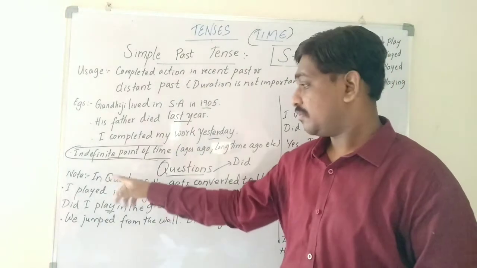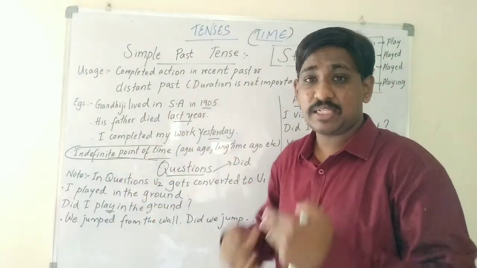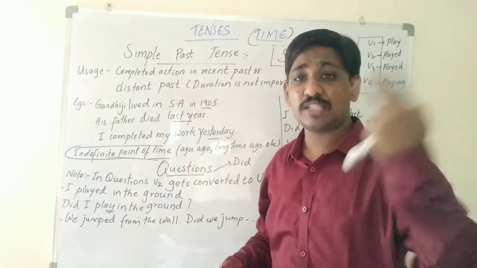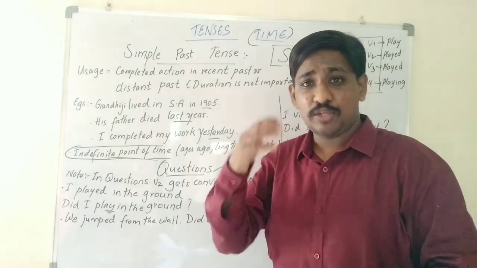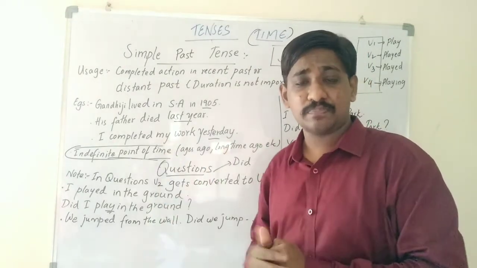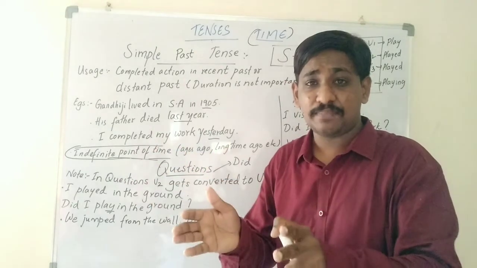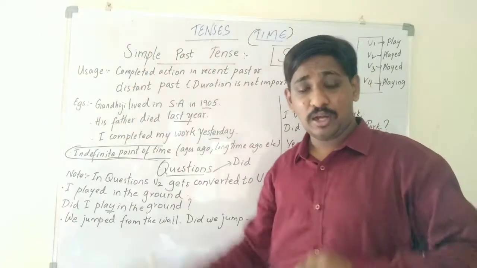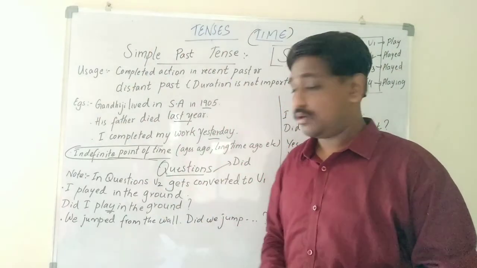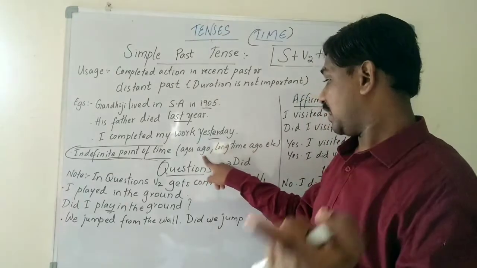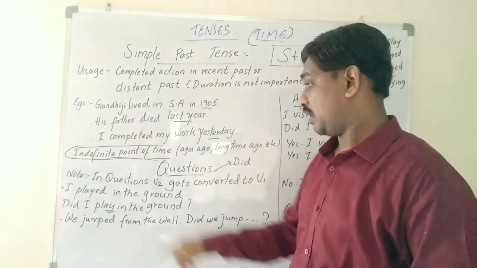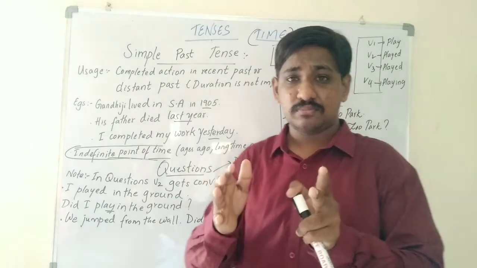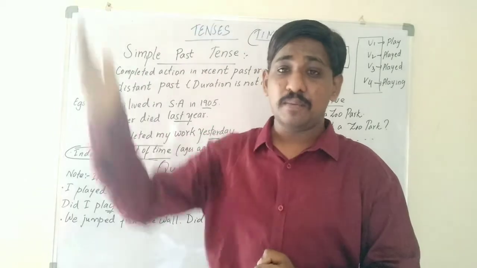One more usage is there: indefinite point of time, indefinite past. Indefinite means you don't know. You want to tell long ago, long before, ages before, all these are indefinite. When you say 1850, you know the time. When you say in the 18th century, you know the time. When you say indefinite past, you do not know. You just use long ago, long before. So words like ages ago, long time ago, etc. Let us see some examples. Human existence started many years before.